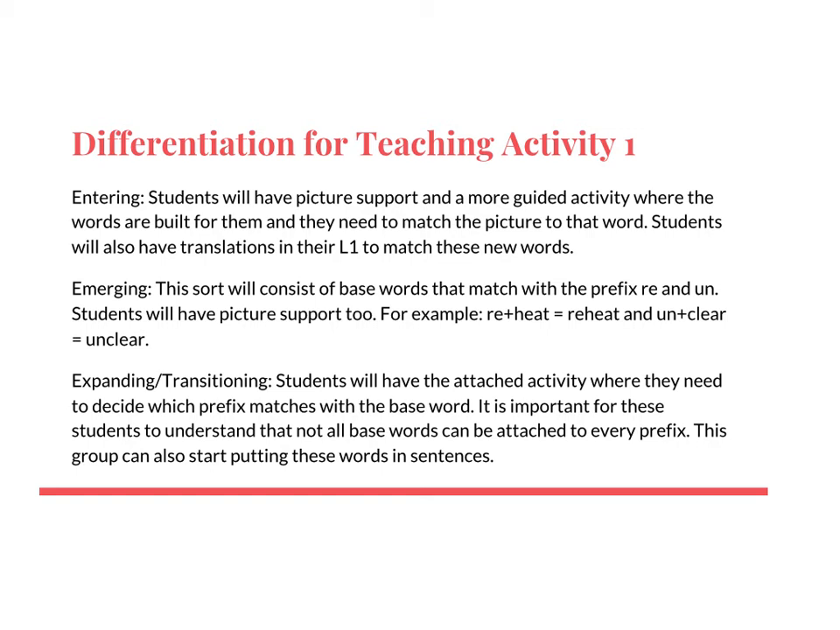Emerging. This sort will consist of base words that match with the prefix re and un. Students will also have picture support here. For example, re plus heat equals reheat and un plus clear equals unclear. Expanding and transitioning students will have the attached activity where they need to decide which prefix matches with the base word. It is important for these students to understand that not all base words can be attached to every prefix. This group can also start putting these words into sentences.